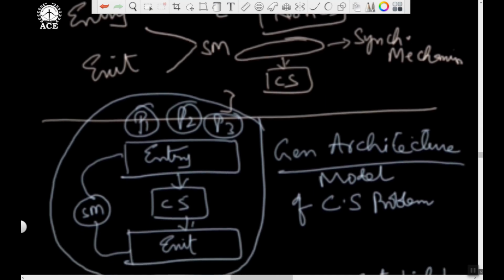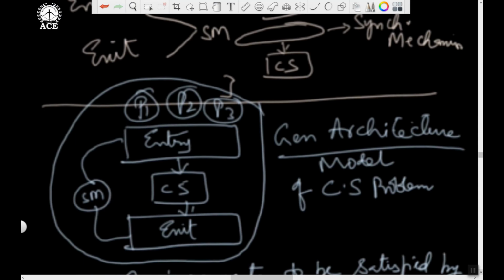Slightly up is a critical section diagram. When multiple processes want to enter the critical section, the entry section should make sure that at a time only one process enters the critical section. This is called mutual exclusion. No two processes P1, P2, P3 must be present in their critical section at the same time. At a time, the critical section should be occupied by only one process.